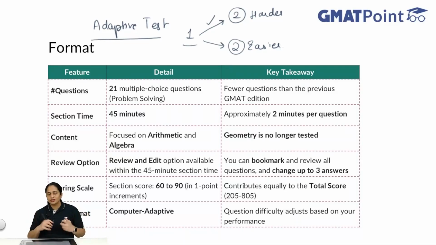Now, how many minutes do you have? You have 45 minutes to answer 21 questions. So slightly more than 2 minutes per question. What is exactly asked over here? Basically, this is made up of only arithmetic and algebra. But within arithmetic and algebra, you should also consider number systems, probability and statistics, and counting methods.